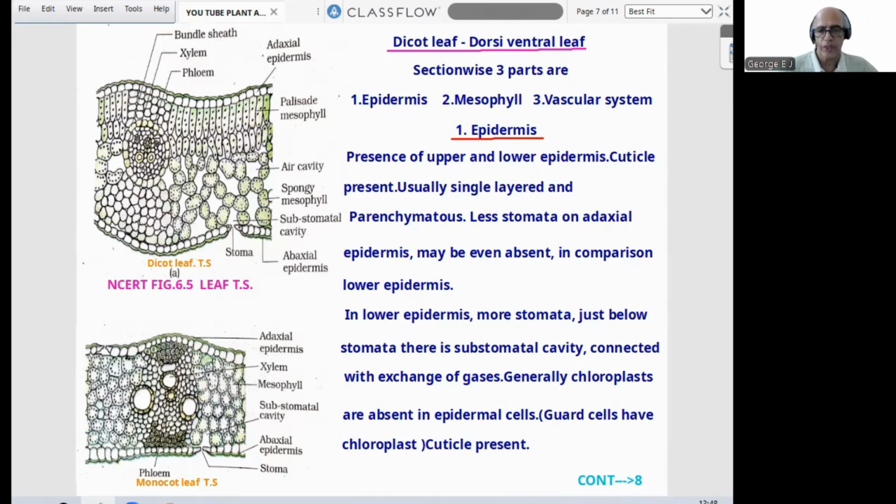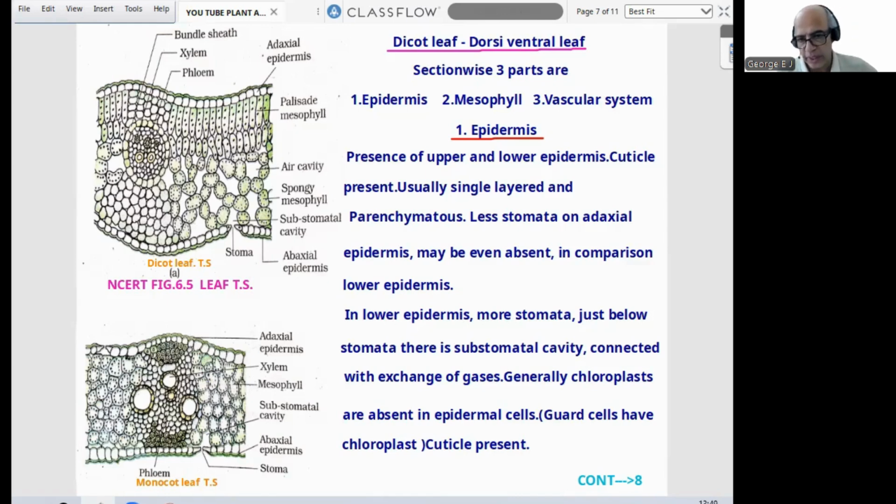Epidermis, mesophyll, vascular system. Epidermis: presence of upper and lower epidermis, cuticle present, usually single layered, and parenchymatous. Fewer stomata on the upper epidermis, otherwise called adaxial epidermis, maybe even absent in comparison with the lower epidermis. In the lower epidermis, we can find more stomata. Just below stomata, there is a substomatal cavity connected with the exchange of gases.